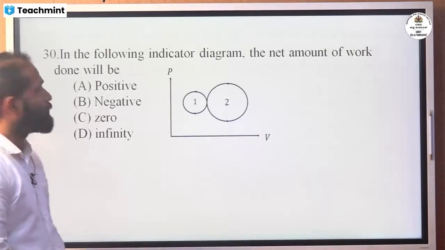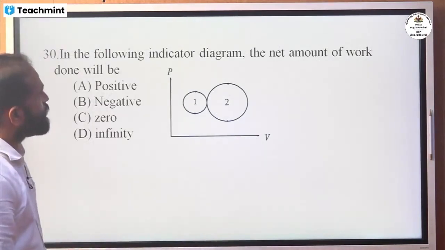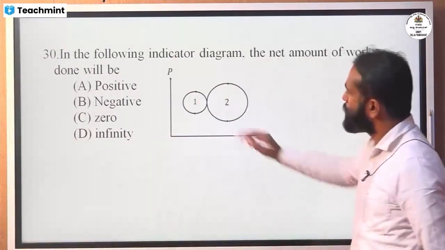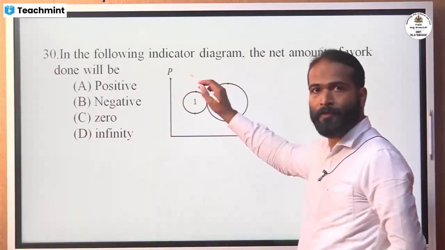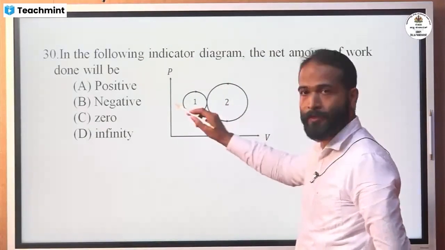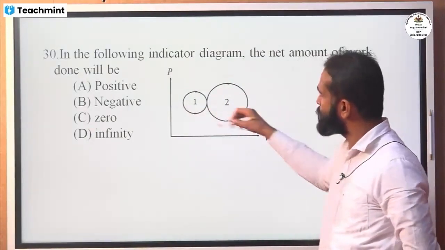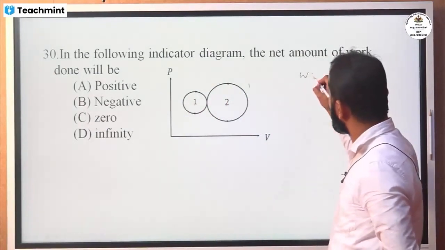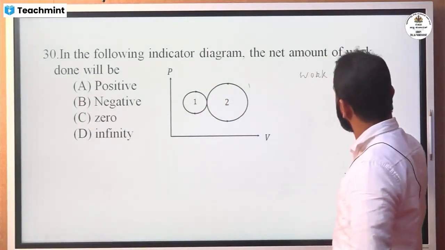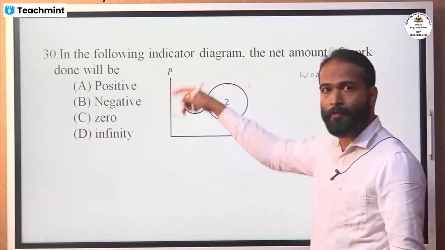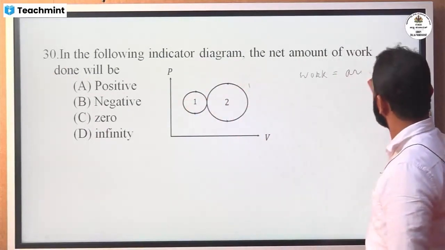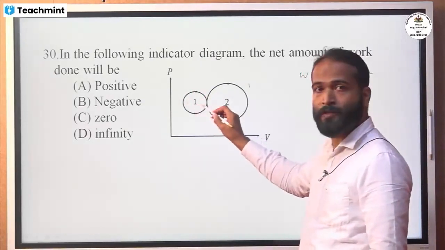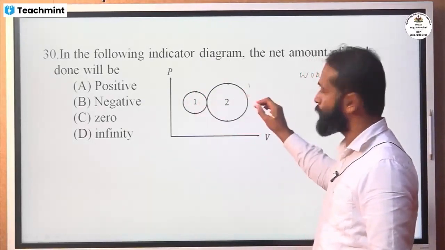Question 30. In the following indicator diagram, the net amount of work done will be. Now look at the process here. The first process is a cyclic process, but it is in the clockwise direction. And look at the second process, it is also a cyclic process, but it is in an anti-clockwise direction. And we already know that work is equal to the area enclosed in the PV graph. So if you look at the first process, the area enclosed is lesser, and the area enclosed by the second process is more.